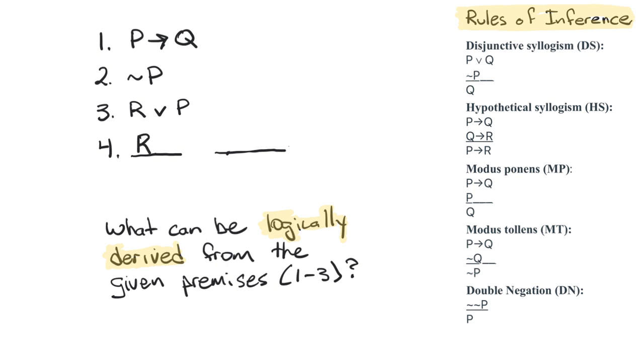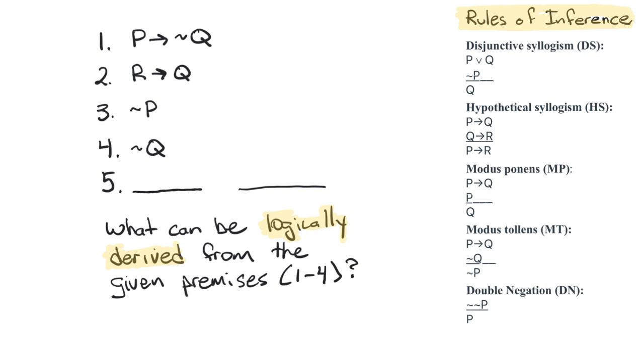So we write the claim in line 4, and then the next line over is going to be our justification. So we give the lines 2 and 3 and D, S for disjunctive syllogism. Let's do another one.